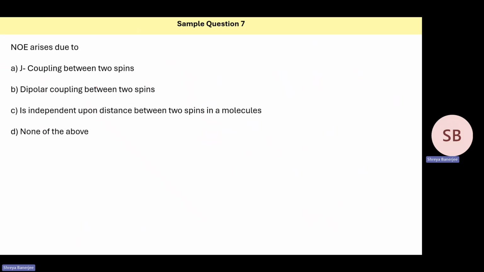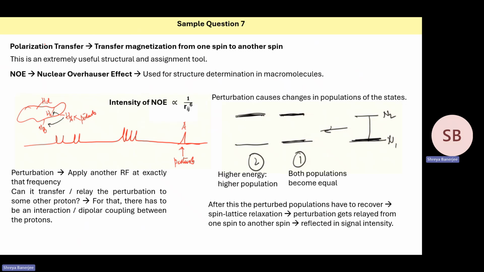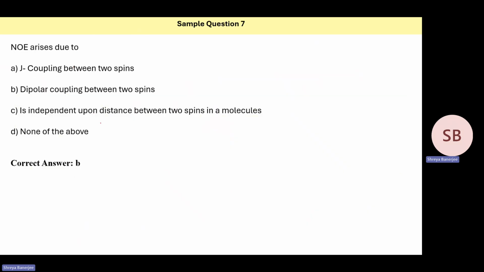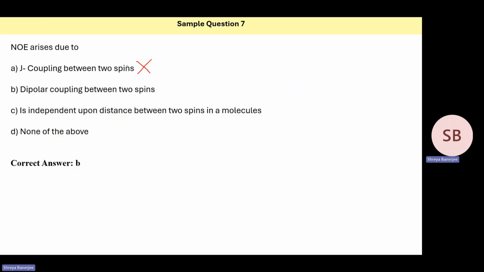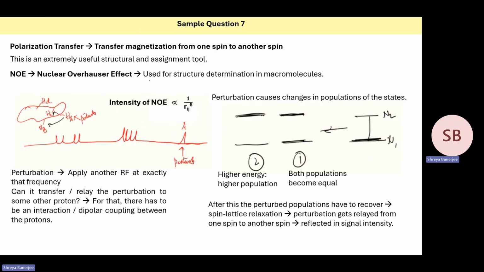And you have one question asking NOE arises due to what? So if we look at the NOE, let us look at the options. NOE arises due to J coupling. This is wrong, because NOE depends on the distance between the spins. You are perturbing spin A, and from A, the perturbation can transfer to B or C, not through bond but through space. So it is not dependent on J coupling. That is wrong.